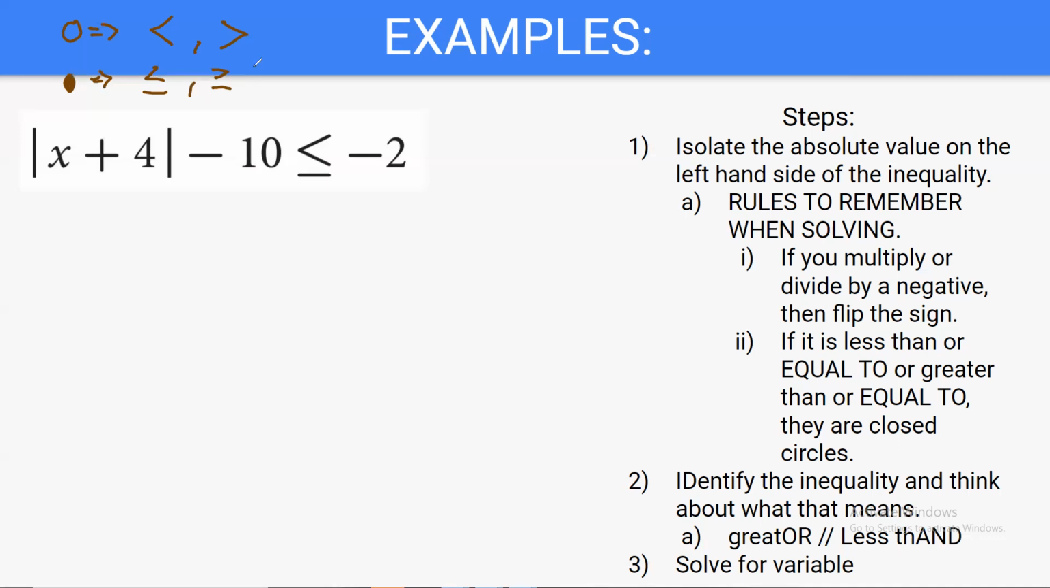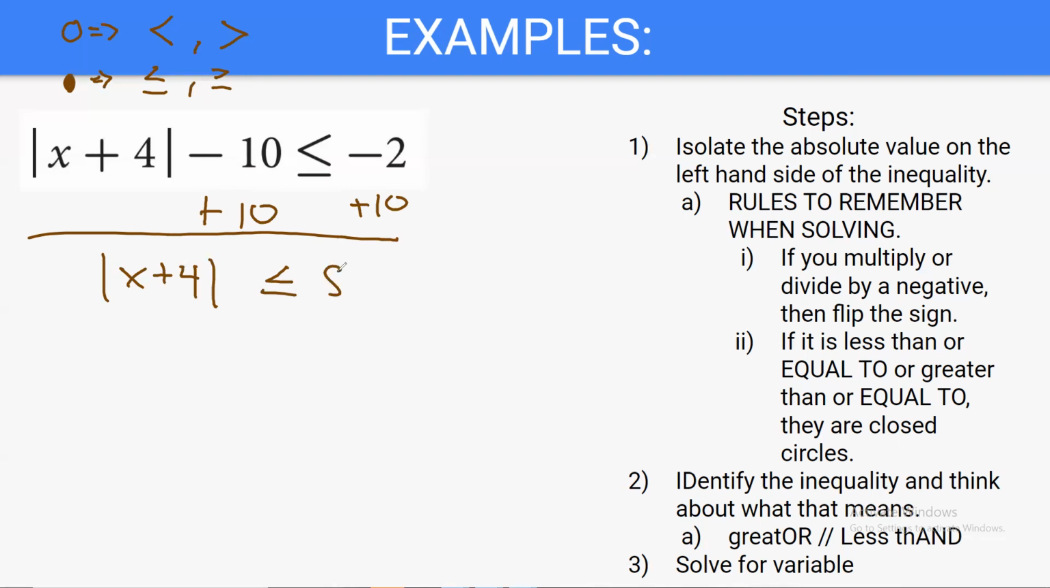So I'm going to isolate the absolute value first. So by isolating it, I'm going to add 10 to both sides. So it's absolute value of x plus 4 is less than or equal to 8. Correct? Now I have my absolute value isolated on the left-hand side of the equation. Okay? All right?